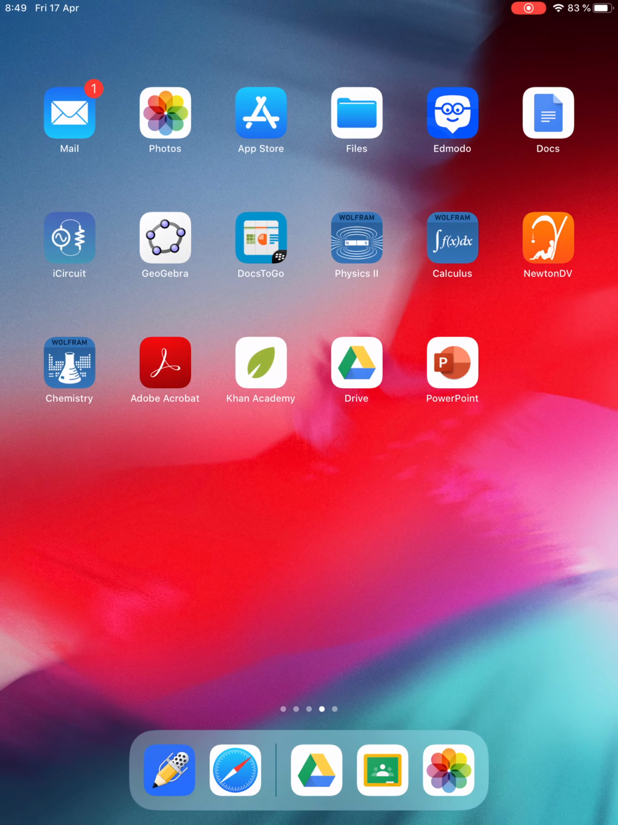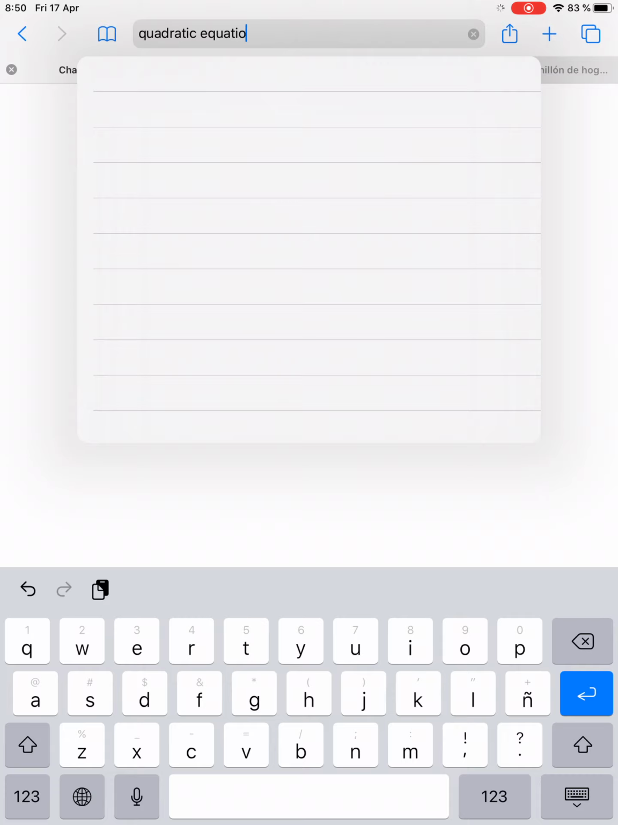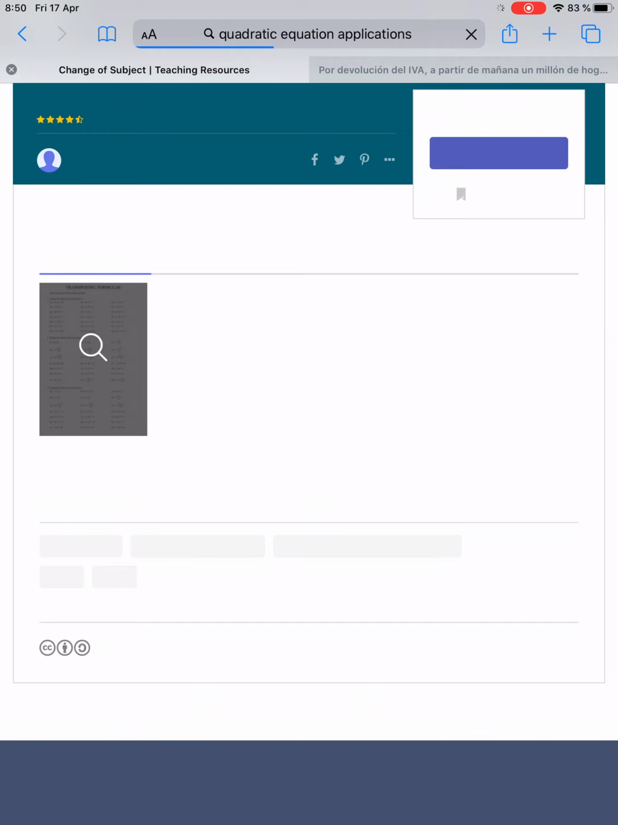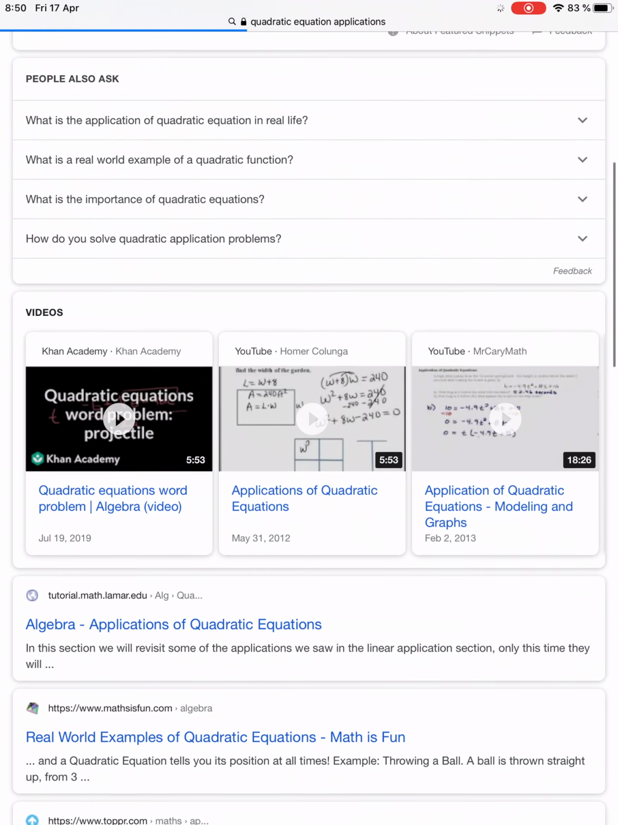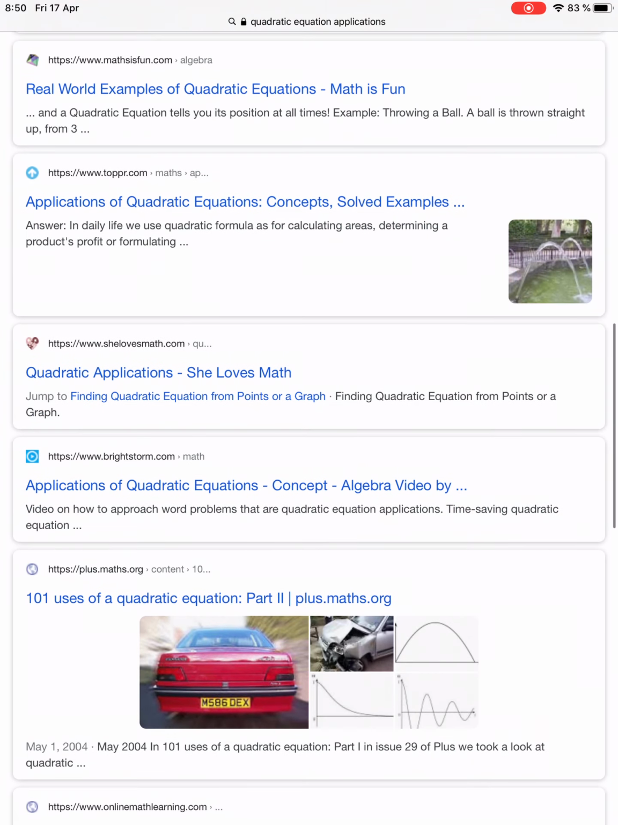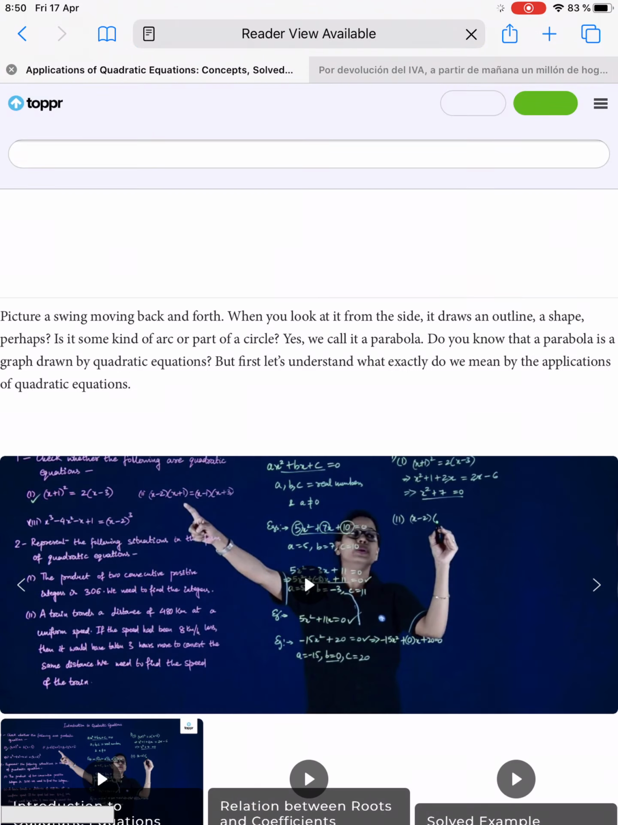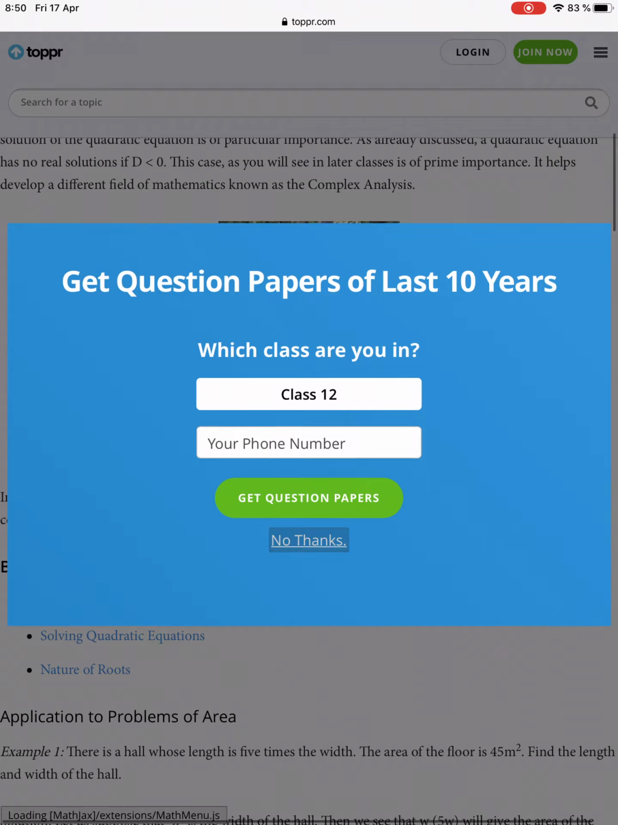For example, I'm going to write quadratic equations applications. And in here, we can look for different websites in which we can see applications of quadratic equations. For example, I'm going to open this website.